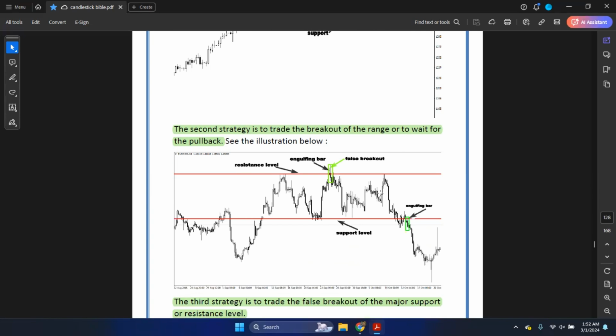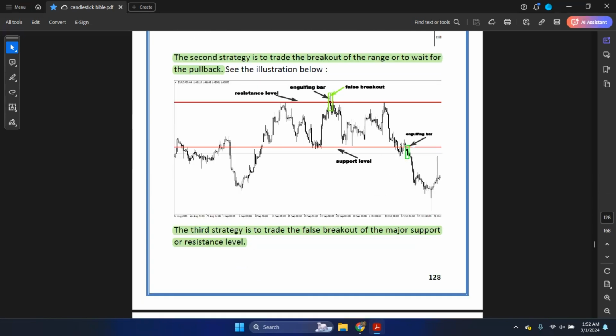All right. The second strategy is to trade the breakout of the range or wait for the pullback. See the illustration below. First it was uptrending, then we have our little range bound. In this second strategy, you want to trade either the breakout of the range or wait for the pullback. So we found our resistance, we found our support level, engulfing bar, sell. That was also a false breakout that took place. So it did sell for a little bit, came and touched that resistance level one more time. Then it broke out of this. It broke out and sold, engulfing bar.